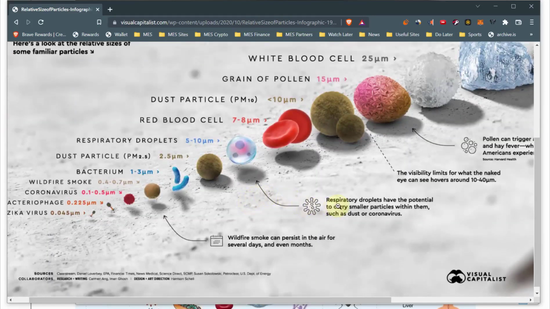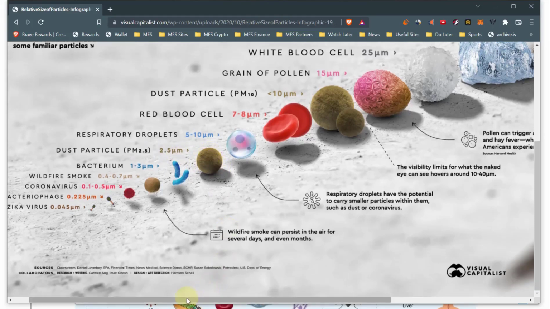And now here's a note: respiratory droplets have the potential to carry smaller particles with them, such as dust or coronavirus, basically a liquid ball with other possible smaller stuff. All right, let's look further. There are other dust particles. The bigger ones are PM10, and this one is PM 2.5, which means a diameter of 2.5 micrometers. Now we're getting very small dust.